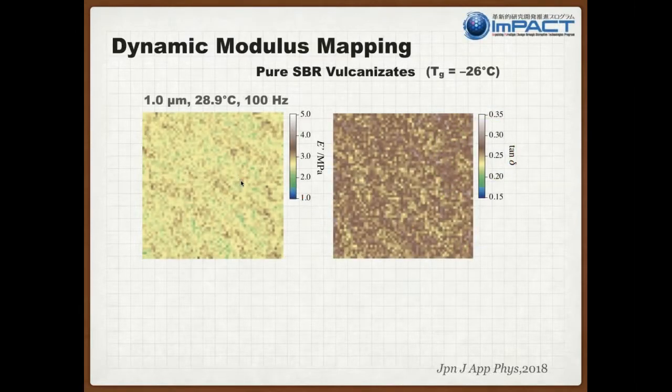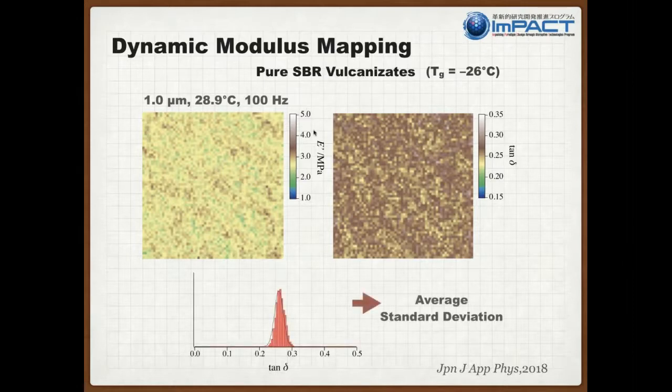Another example is a kind of very big trial to check the validity of the time temperature superposition principle. The system is very simple. Once again, these are rubber vulcanizates, cross-linked samples, but no filler is added. The left-hand side image is storage modulus, and the right-hand side image is loss tangent. Today, I will just focus on the loss tangent.